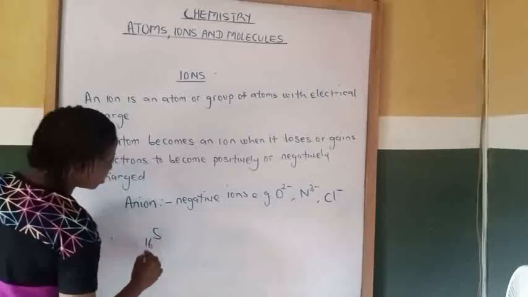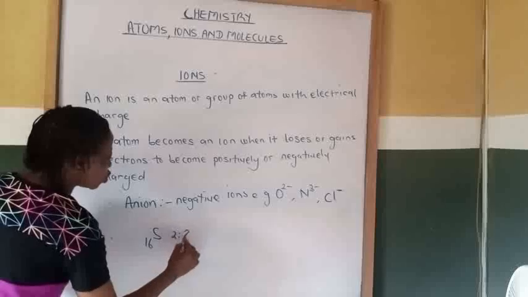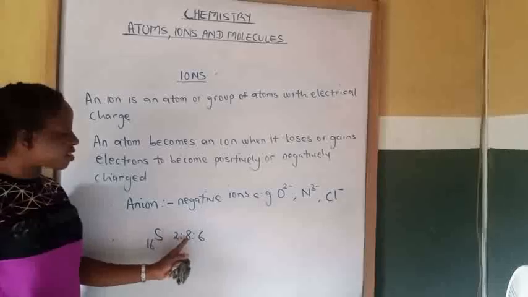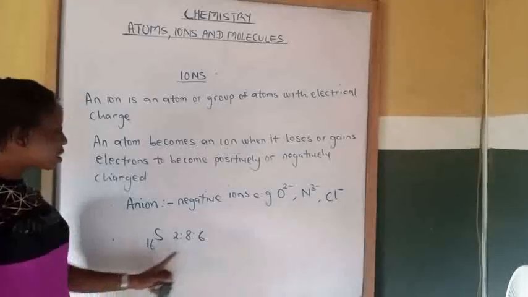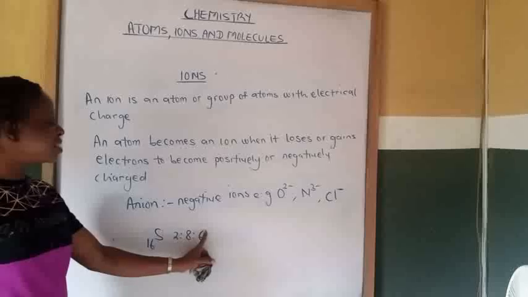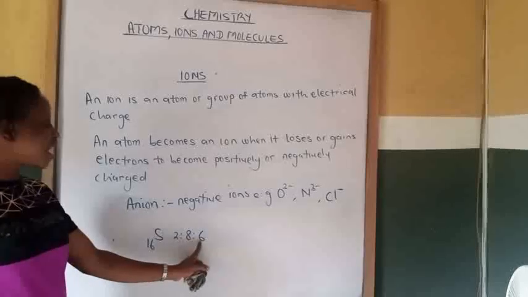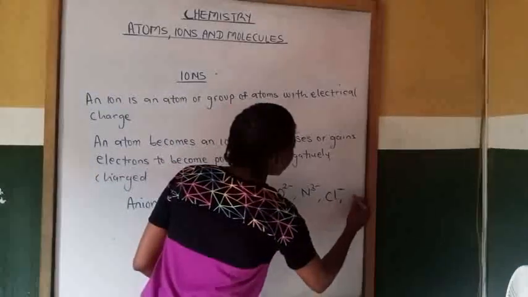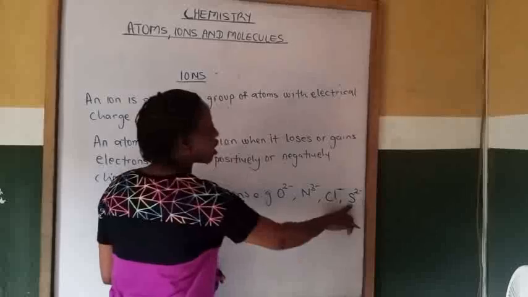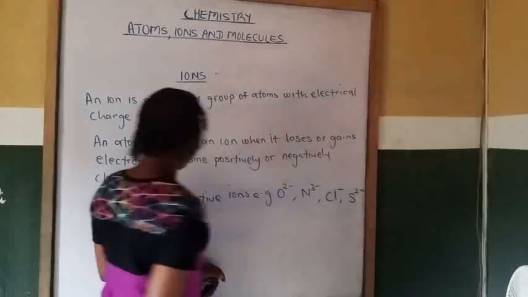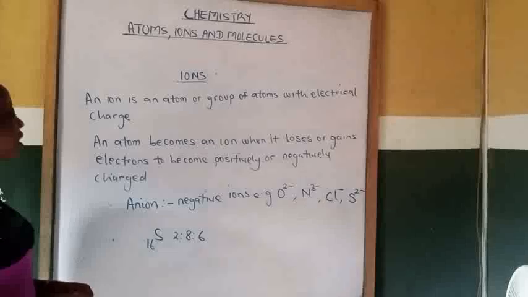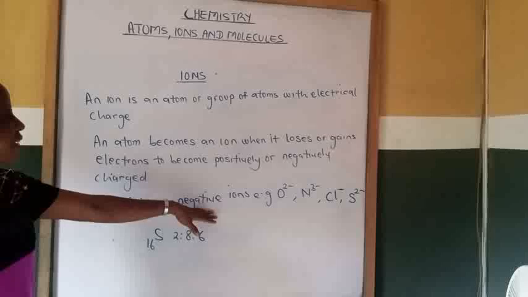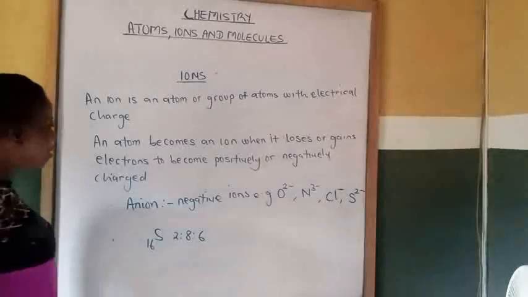Then sulfur. Sulfur is number 16. So the electronic configuration will be 2:8:6. That is 2 plus 8 plus 6 gives us 16. The last shell needs 2 more to balance that 8 electrons. So the charge on sulfur will be 2-, and we call it S2-. So sulfur ion will be S2-. That is how to determine the charge on anions, which are the negative ions.